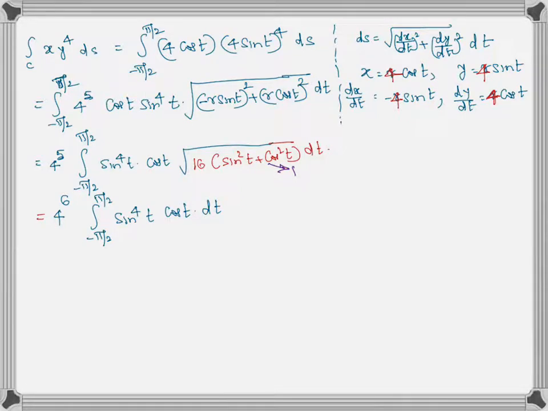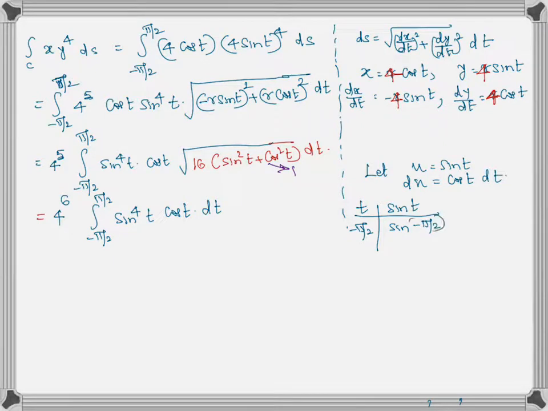Substitute sine of t equal to u. So that will give us du equal to cosine of t dt. So you are changing the variable to u, so change the limits as well. When t equal to negative pi by 2, u would be equal to sine of negative pi by 2, which is negative 1. Then for the upper limit pi by 2, it is sine of pi by 2, so u is equal to 1.